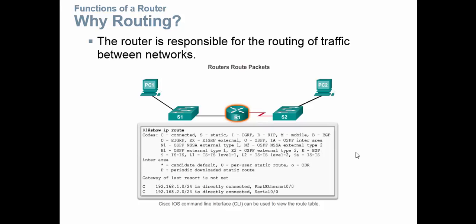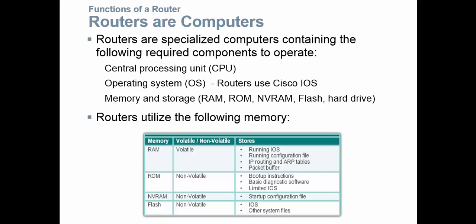We can do the show command. So this one is show ip route. Now let's look a little bit more at our routers. Routers are computers. Routers are specialized computers that have a particular function, and they contain a central processing unit. They have an operating system, or OS, and the routers that we use are using the Cisco IOS.